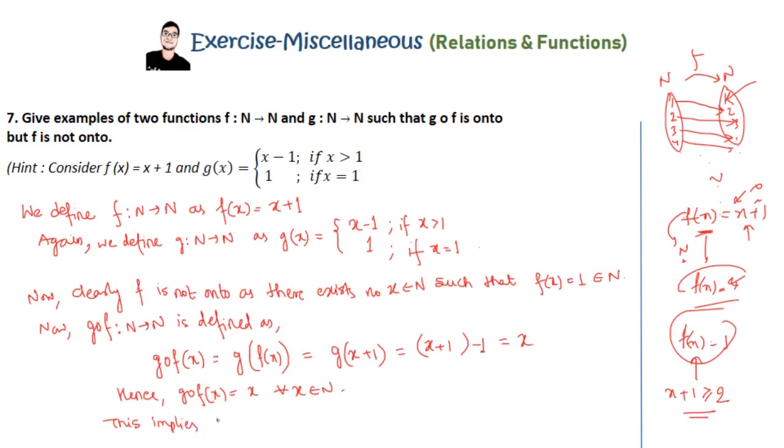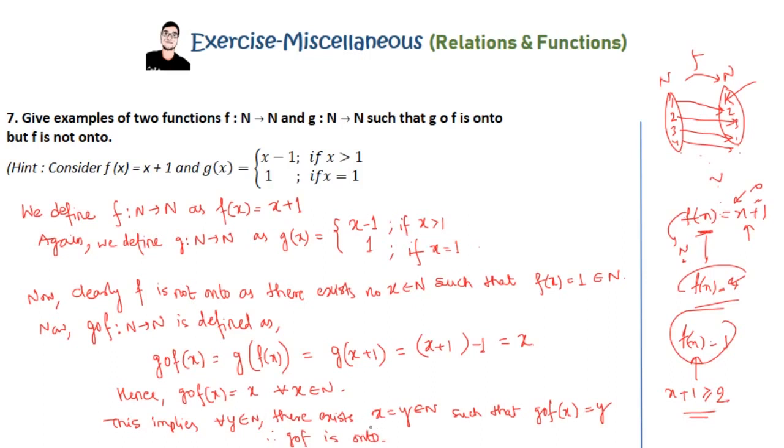This implies for all y belonging to N, there exists an x that is equal to y, because g of x is equal to x. So you will always be finding a y. For all y there exists an x equal to y belonging to N, such that g of x is equal to y. Therefore we can say that g is onto. I hope this is very clear.